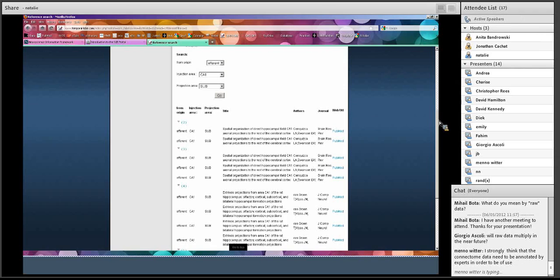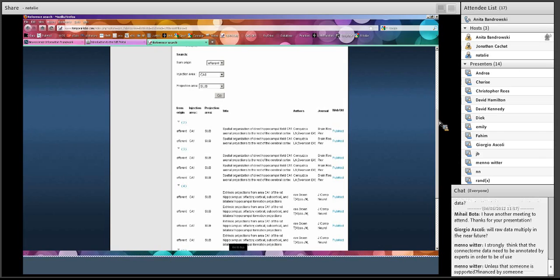Yep, that's very true, and I think Menno is strongly thinking, so I think you were addressing the question, but I don't think it was read to all. So, Menno strongly thinks that the connectome data need to be annotated by experts in order to be of use, and I also would tend to very strongly agree. He is saying that it's useless unless someone is supported financially, right? Sure, supported, financed by someone. Okay, I think I understand what that means, but I'm not 100% sure.